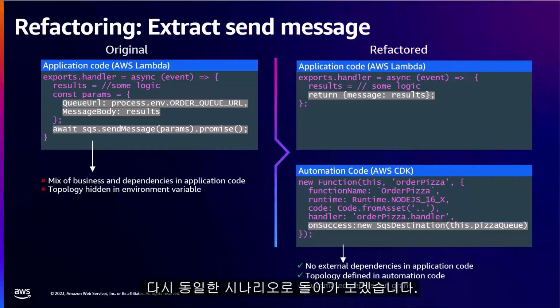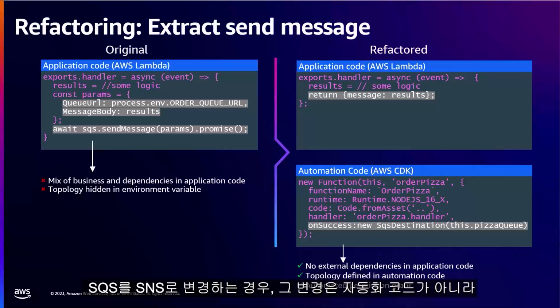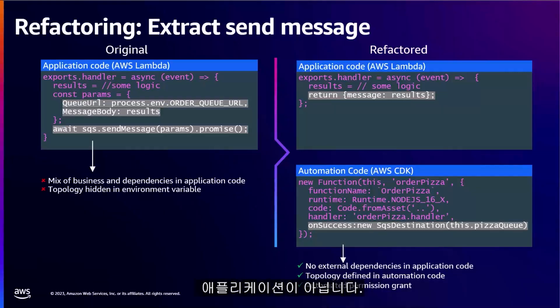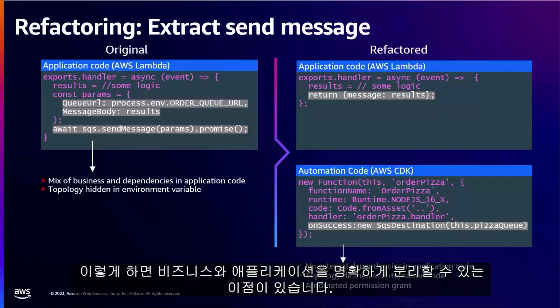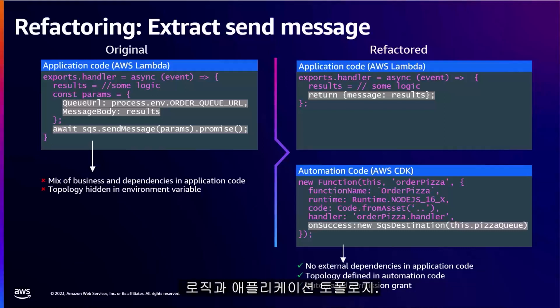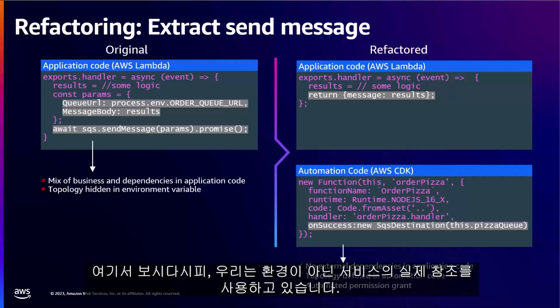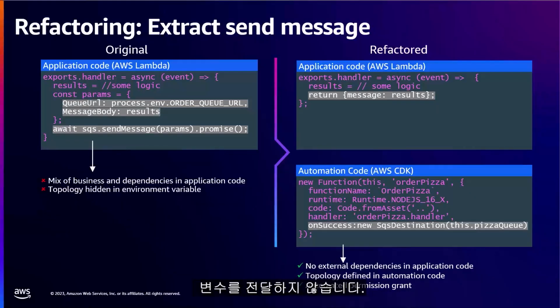What this means is, let's go back to that same scenario. If you're changing your SQS to SNS, that change will come in the automation code and not the application. So this gives you the benefit of having a clear separation of concern between your business logic and application topology. And here, if you see, we are using actual references of the services and not passing in environment variables like QURL.